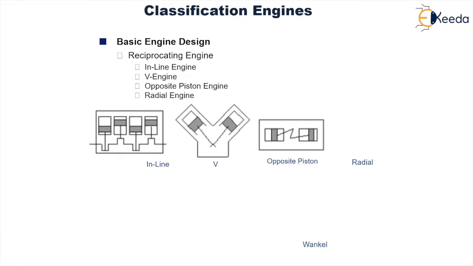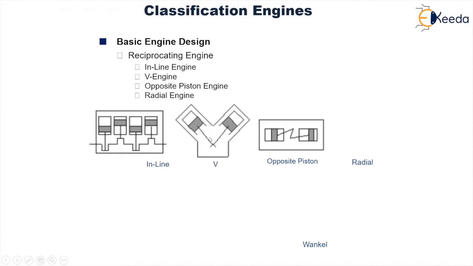Then we have V engine. As we can very well see over here, this is the common crankshaft to which these two piston cylinder arrangements are connected through the connecting rod, and these two connecting rods between themselves make a certain angle, thereby forming the shape of the letter V, hence the name.